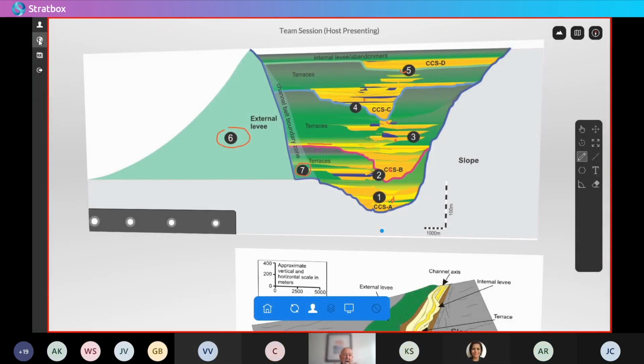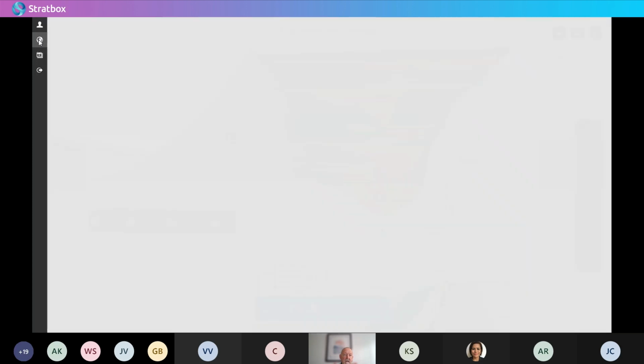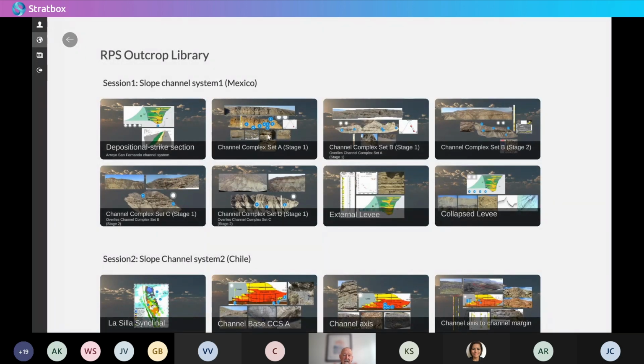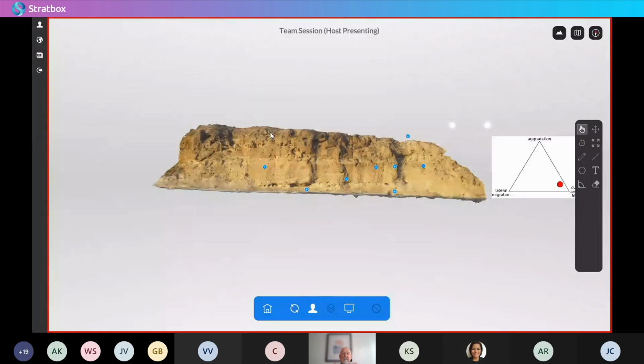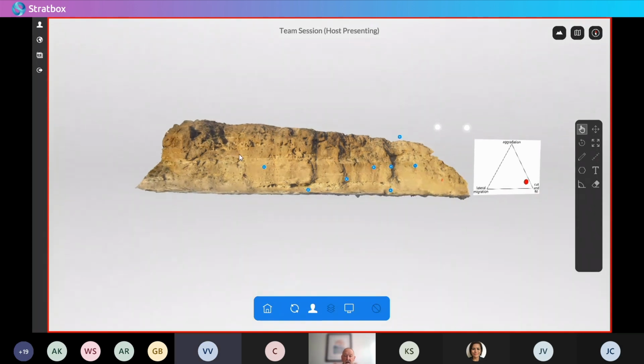So let's go back to the little globe here and select the next scene, which is labeled Channel Complex Set A, Stage 1. So welcome to the field. Now what I'm going to do is just quickly run through some of the facies, and then I'm going to ask you to make some interpretation.